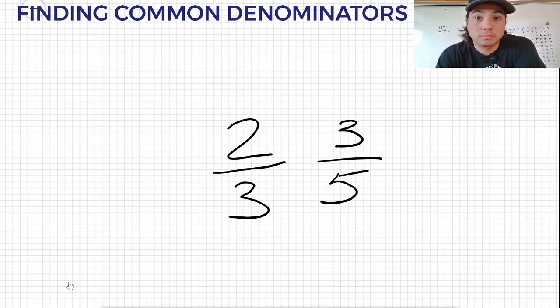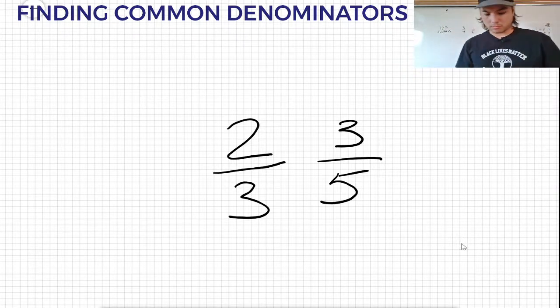The most advanced level of this would be being able to do it without a chart and just thinking about, okay, what are my multiples of 3? What are my multiples of, in this case, 5? And what's the least common multiple? What's the common multiple with the lowest value?